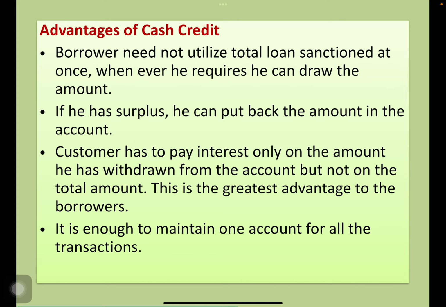Then what are the advantages of cash credit? The borrower need not utilize the total loan sanction at once, and whenever he requires, he can draw an amount. That's the biggest advantage. If he has a surplus, he can put the amount back in the account. The customer has to pay interest only on the amount he has withdrawn from the account, but not on the total amount. This is the greatest advantage. It is enough to maintain one account for all transactions.